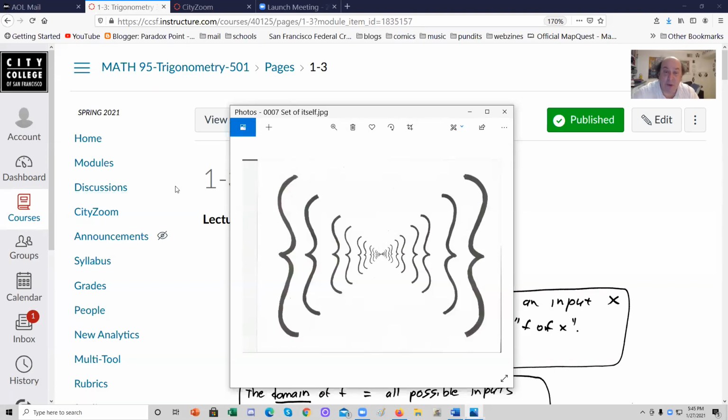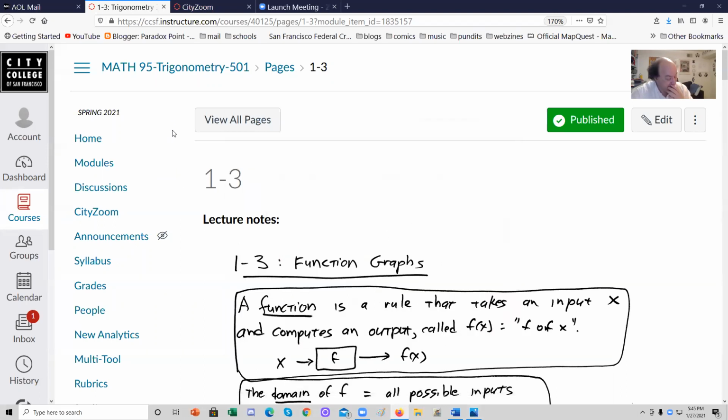This Zoom session is being brought to you by the fractal set of itself. For those of you new here, I always do that because these are fractals I made myself by Xerox machine, not computer. And I think they're pretty.